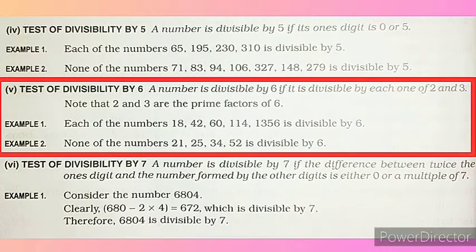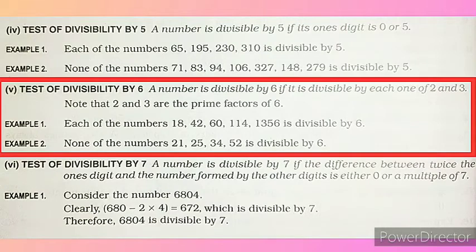For the test of divisibility by 6, let us see the definition first. A number is divisible by 6 if it is divisible by each of 2 and 3. Note that 2 and 3 are prime factors of 6. Now see, let us take an example of the number 18.